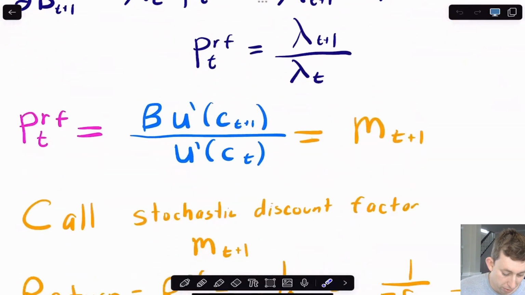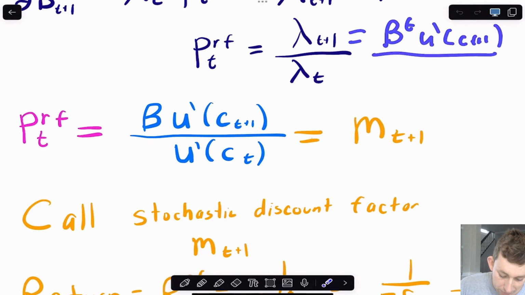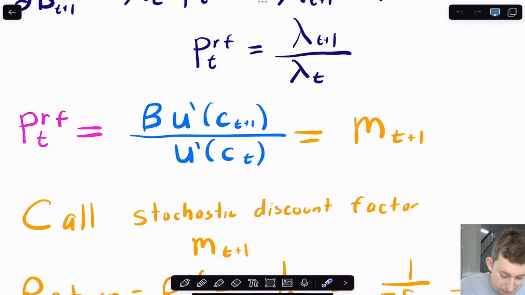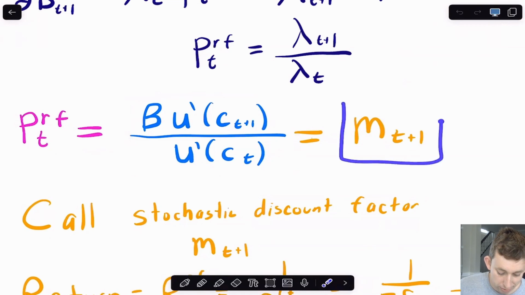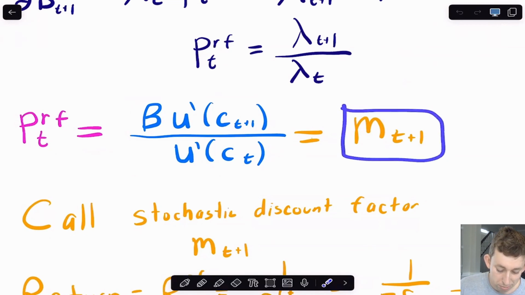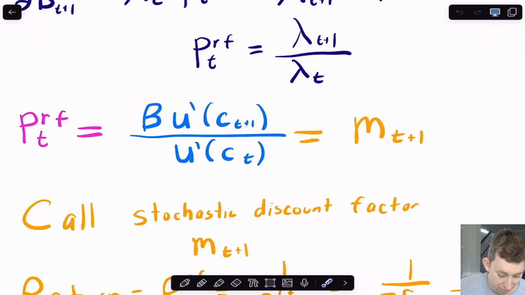And I remember from part 1 that lambda_t+1 was just beta^(t+1) u'(c_t+1), and lambda_t was just beta^t u'(c_t). Sorry, this is beta^(t+1) times that. And what I'm going to do is I'm just going to name this thing. I'm going to name the stochastic discount factor, which is what this is. This stochastic discount factor, I'm just going to call it m_t+1. Now I don't have to do that, but it is going to be really useful as I'm writing things if I can just use m_t+1, and I don't have to carry around this ginormous fraction everywhere I go.